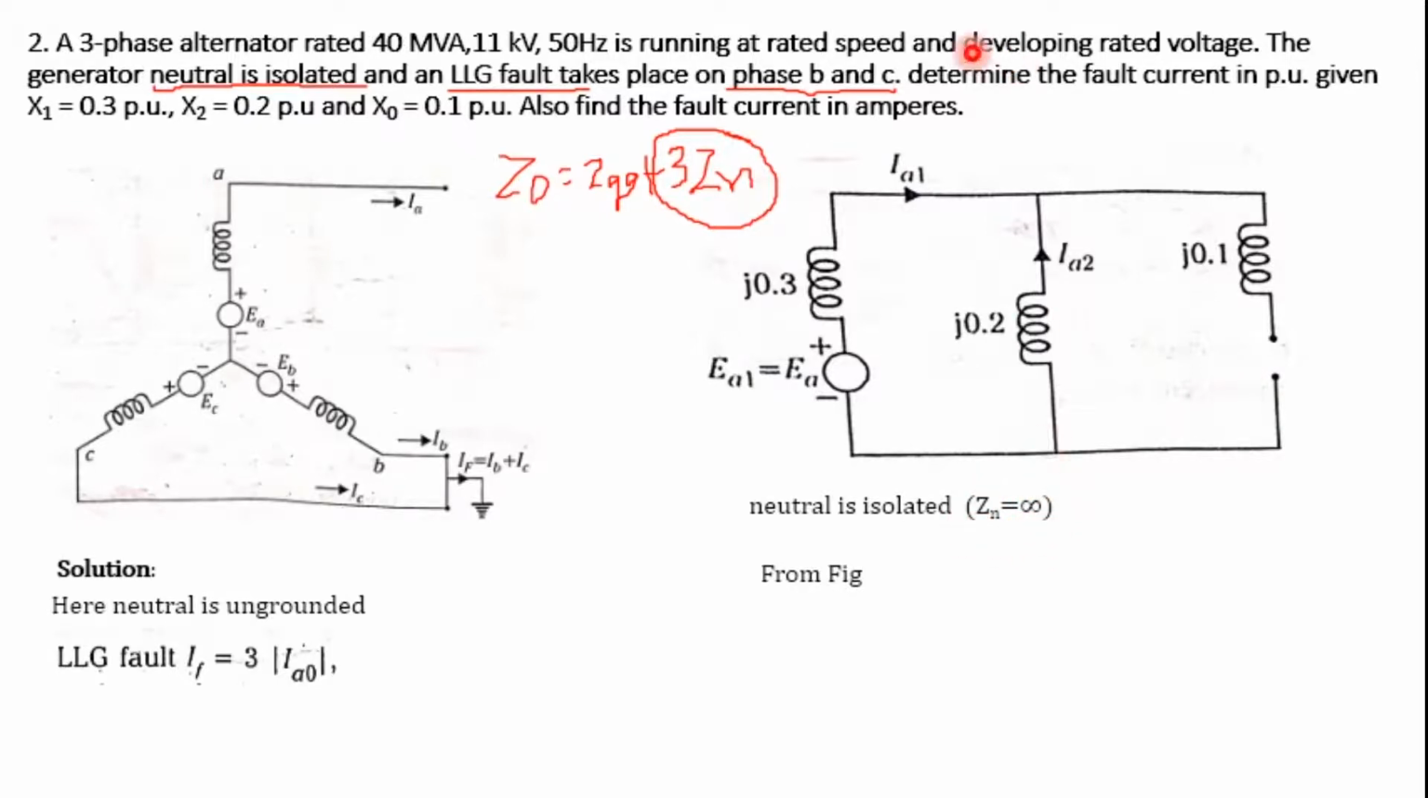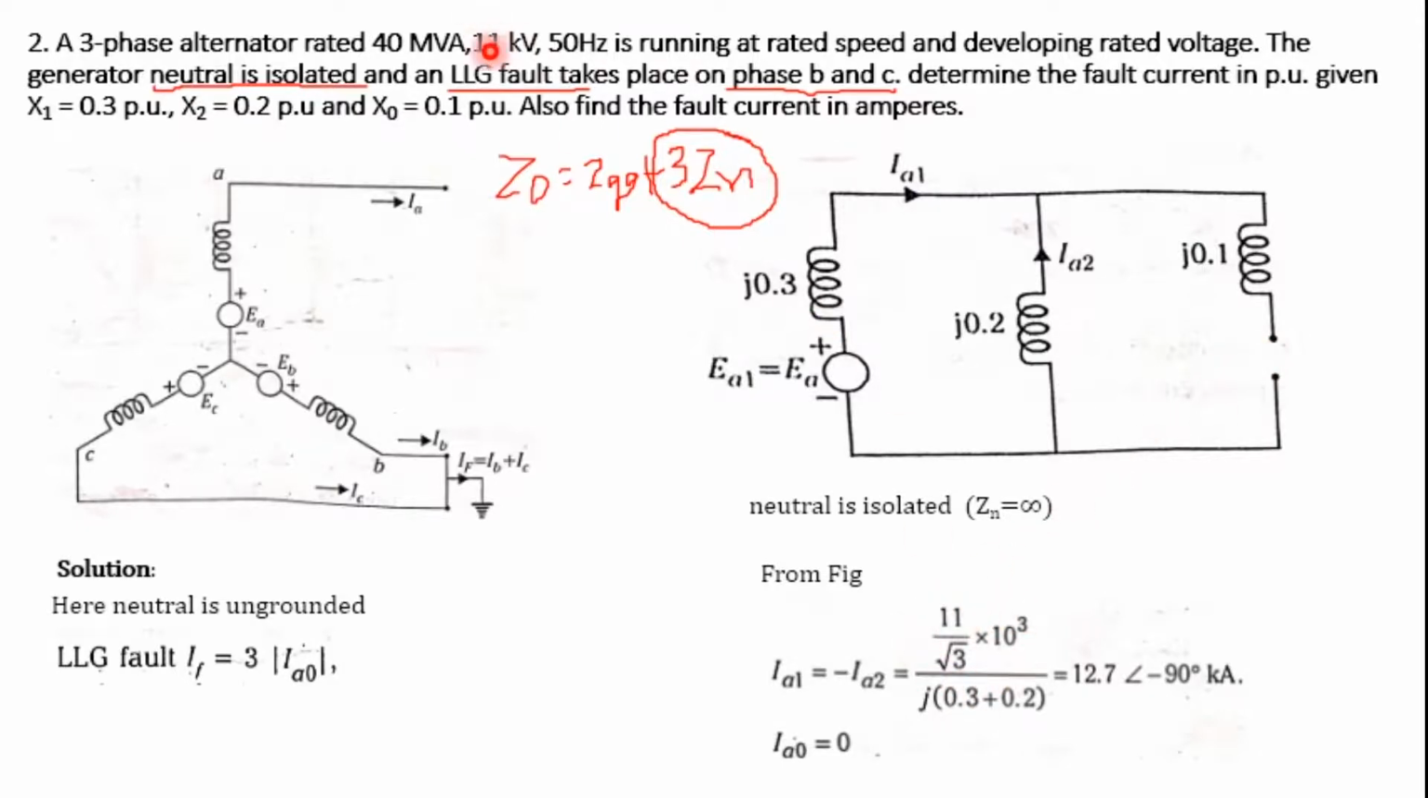From this figure we can write IA1 is equal to minus IA2, which is equal to the total EMF, that is EA1, divided by the total impedance. Here this is X1 and this is X2. We do not consider X0 because it is open. If the circuit gets closed, only then is the current flowing in the network.